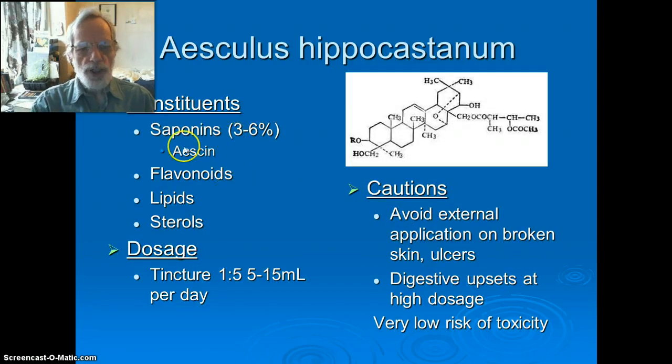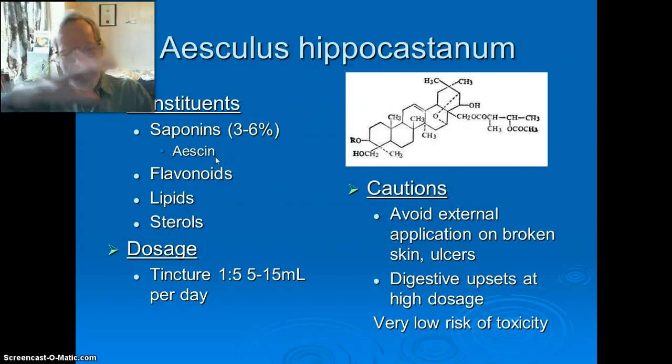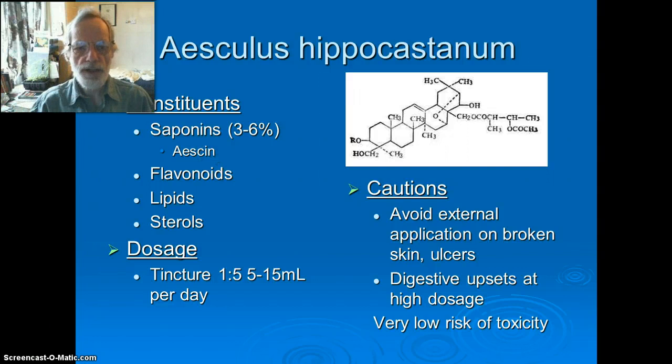So principal constituents: saponins 3 to 6% by dry weight. Aescin is a sort of generic term for a range of saponins that you find in Aesculus, and they're all along this line in terms of the molecular structure, and each slightly different species will have a different variable group on this part of the molecule. Also contains lipids and sterols.